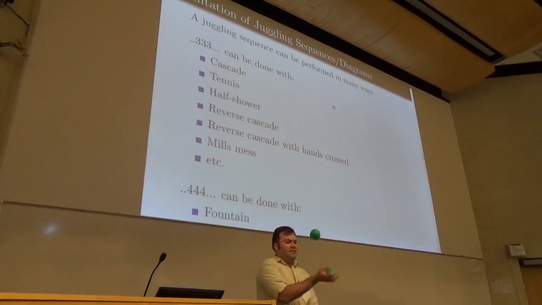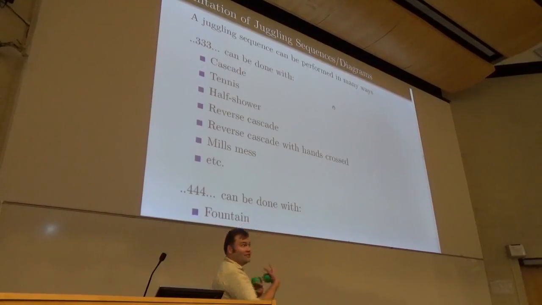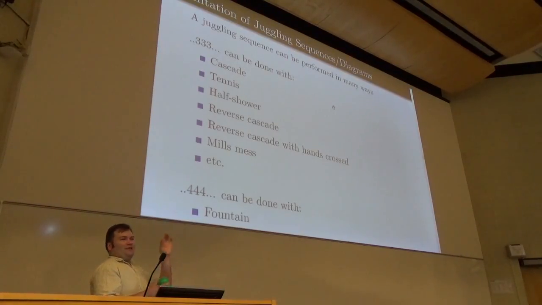Or you could do Mills Mess. This one looks crazy, but it's just three throws, but it's a lot harder to describe. You're not getting in the sequence what your hands are exactly doing. The rule was just that the left has to go to the right has to go to the left if you're throwing threes, right?